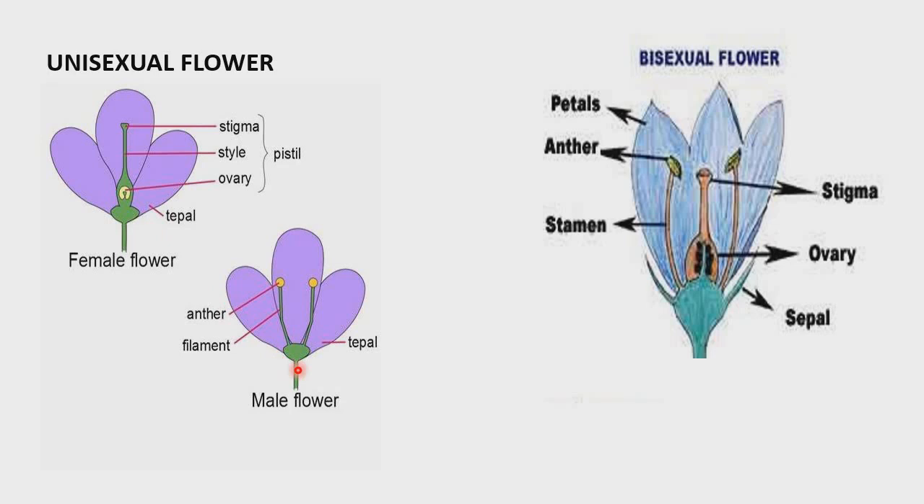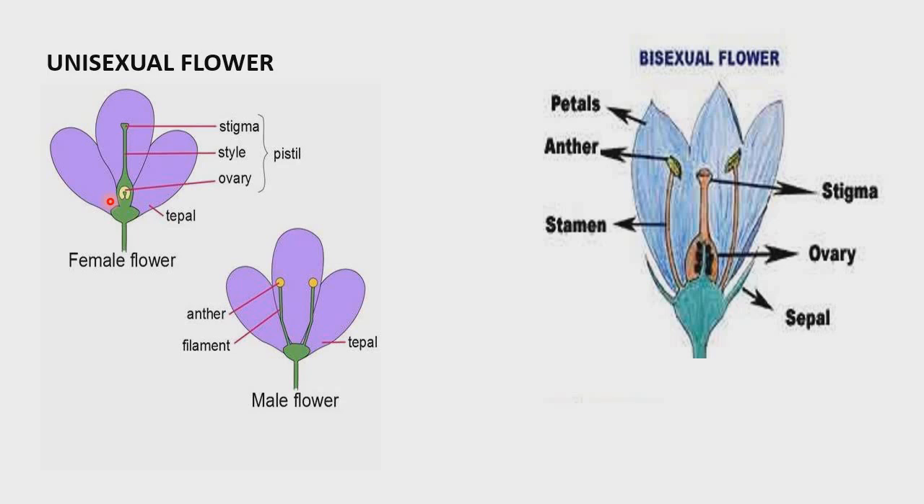Remember, stamen. Any flower that has only male organs on it, we say that flower is staminate. Any flower that has only female organs in it, we say that flower is pistillate, pistil. So a unisexual flower is a situation where we have a flower that has only one sexual organ in it, either pistillate or staminate.